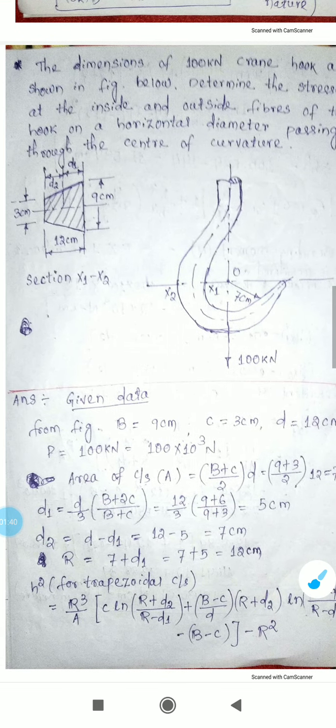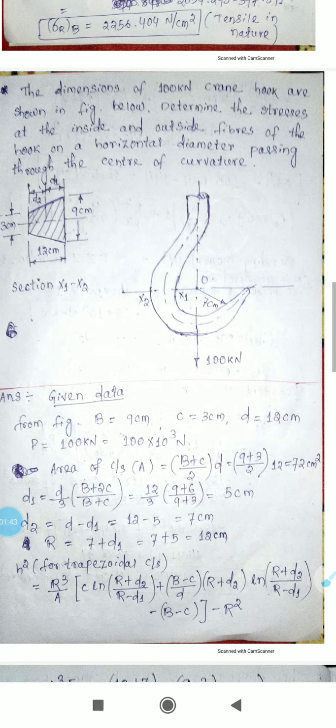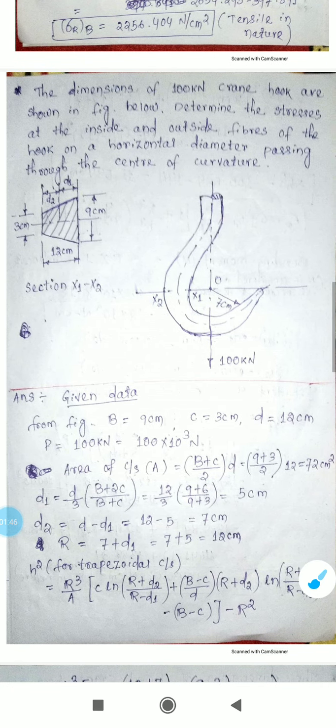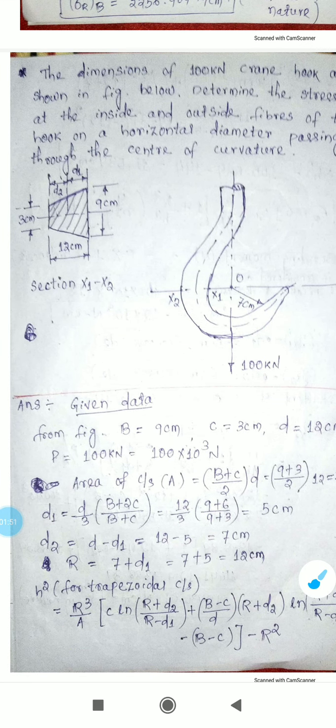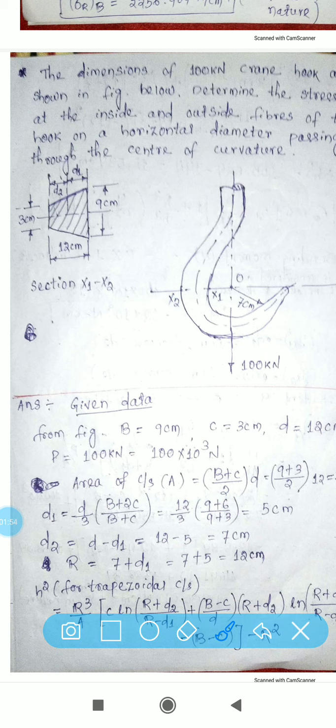In the trapezoidal cross section, you again see all the dimensions are given. Left side means the two parallel sides of the trapezoidal cross section. One side is 3 centimeter, another is 9 centimeter, and this distance is your depth, that is 12 centimeter. In this problem, you follow all the procedure related to the trapezoidal cross section. Then we will start to solve this problem.